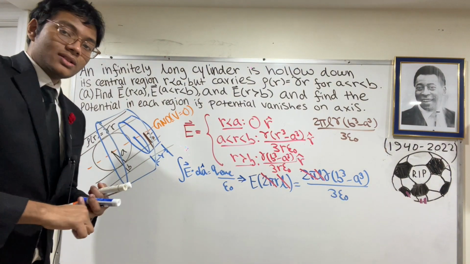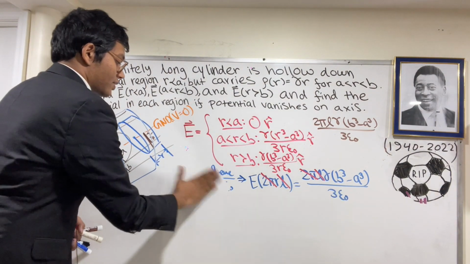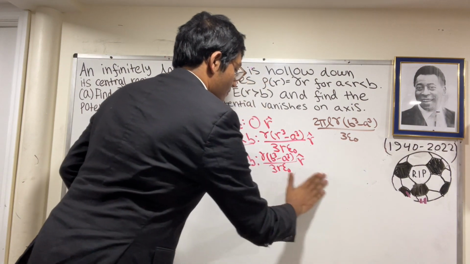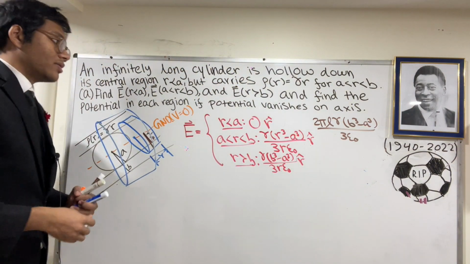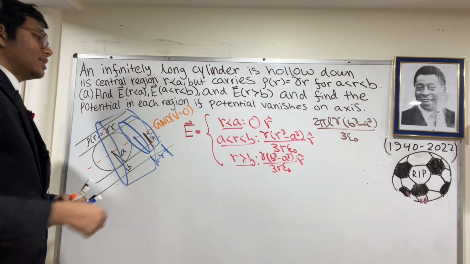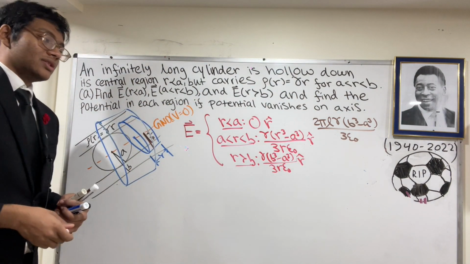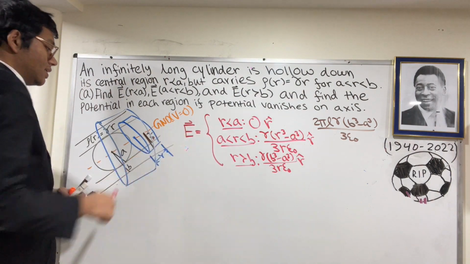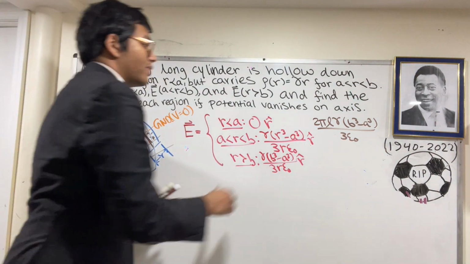Those are the electric fields in all the regions for this infinite cylindrical charge distribution. Okay, now let's take a look at part 2, which asks us to find the potential in each region if the potential vanishes on the axis. Well, the potential vanishes on the axis, which is this one, r less than A. So it's easiest to start there.